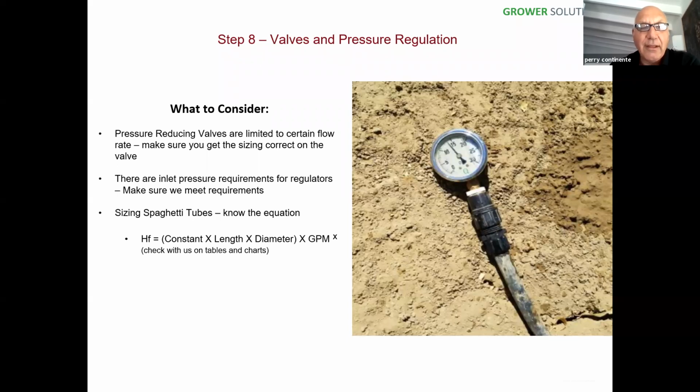And then the last one that was put in here was using spaghetti tube. That's generally done in places of elevation with drip tape. It's probably not done that much in California. Probably done a little bit, but not much.